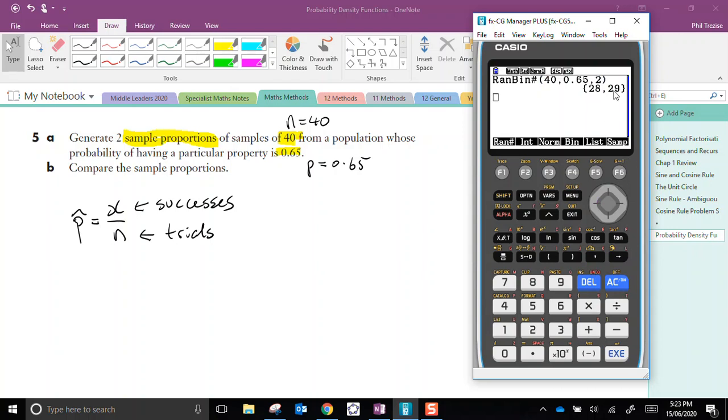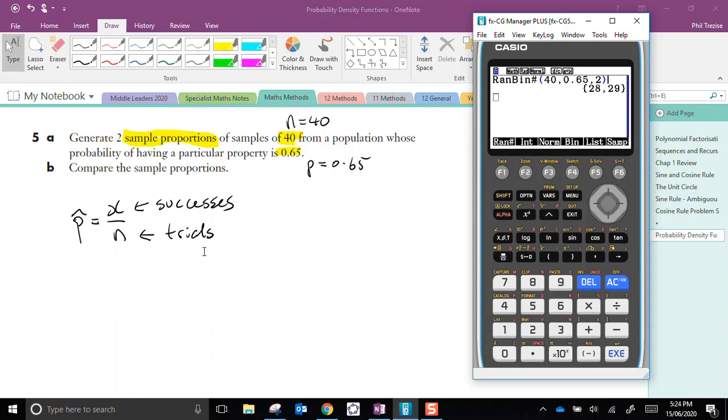Now, I get a list this time with 2 outcomes. On the first experiment, I had 28 successes out of 40. On the next one, I had 29 successes out of 40. But how do I actually make these into a sample proportion? These are the values of x. These numbers 28 and 29 represent how many successes there were. I'm supposed to generate sample proportions.